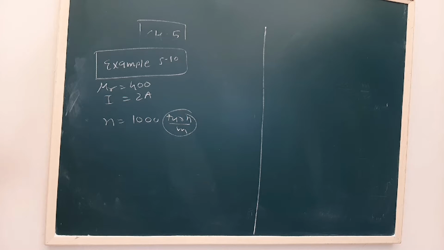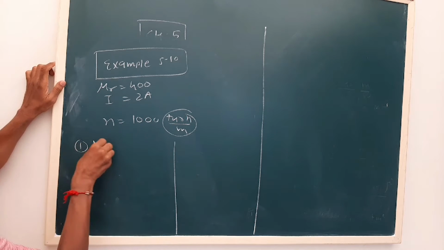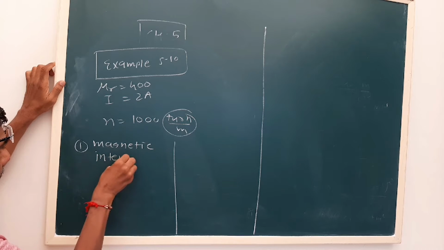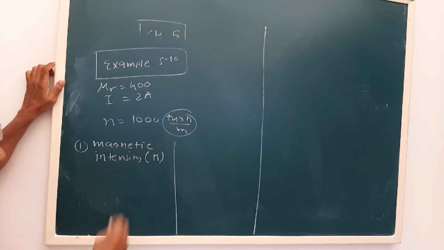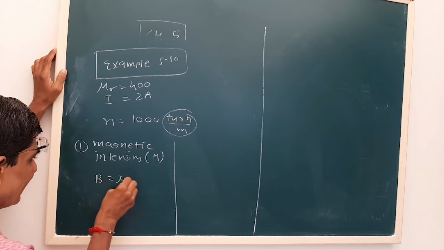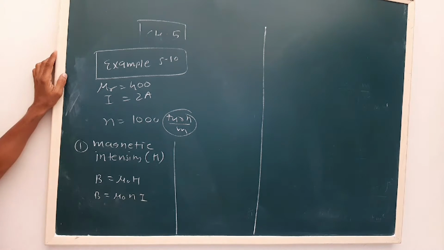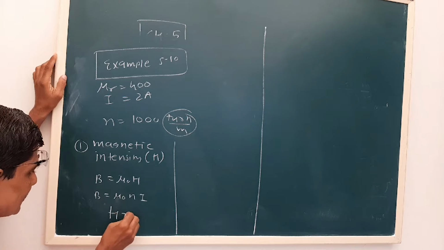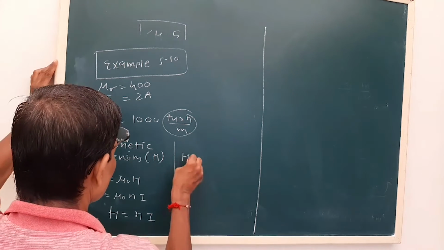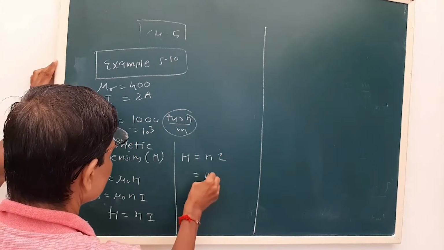We have to find a number of things. First is the magnetic intensity, H. Now how do we use the formula? B is equal to mu 0 H, and B is equal to mu 0 N i. If I compare, H is equal to N i, that is the magnetic intensity. So H is equal to N i, where N is 1000.